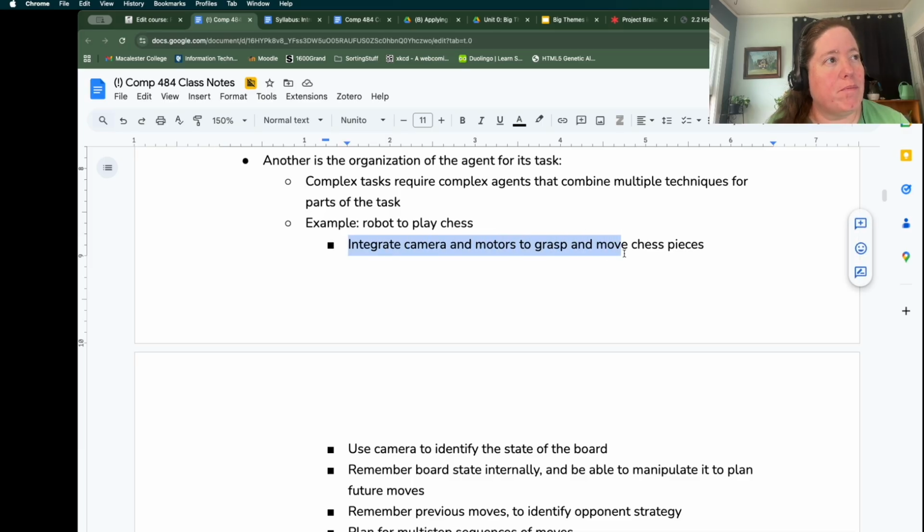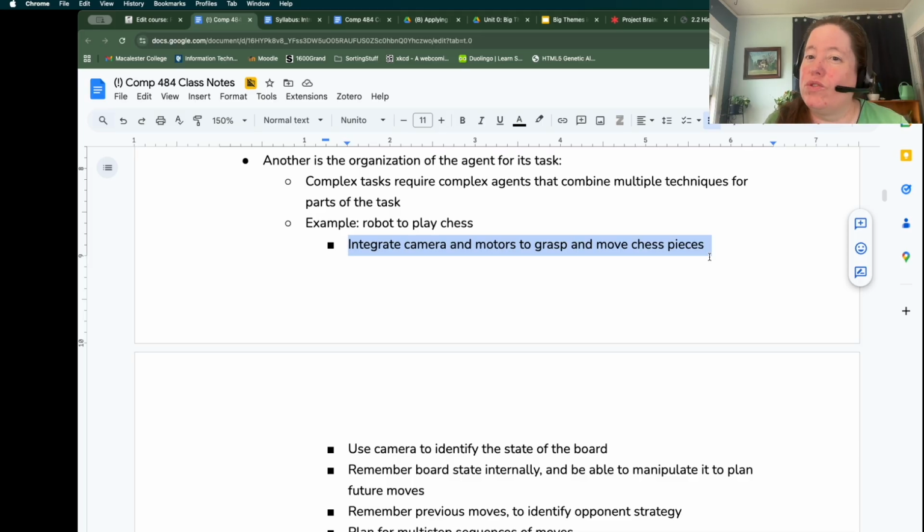So maybe a piece of the problem is something that integrates the camera and motors to grasp and move chess pieces. So just picking up the correct piece successfully, moving it to where you want it to be, and setting it down successfully, that's a task all by itself. That's hard. It's really hard. Especially if the agent does not have an overhead camera. But yes, being able to do that, which requires some integration of ongoing camera views and motors and sensors, that's a task in and of itself.